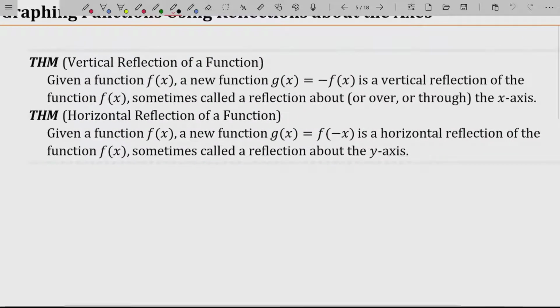Vertical reflection. This is the one I think most people will see initially in an Algebra 2 course. Given a function, a new function, g, which is just the opposite of that original function, is a vertical reflection of the function f, sometimes called a reflection about or over the x-axis. So it reflects over or about the x-axis. I would rather give you an example of this before I go into the second version.